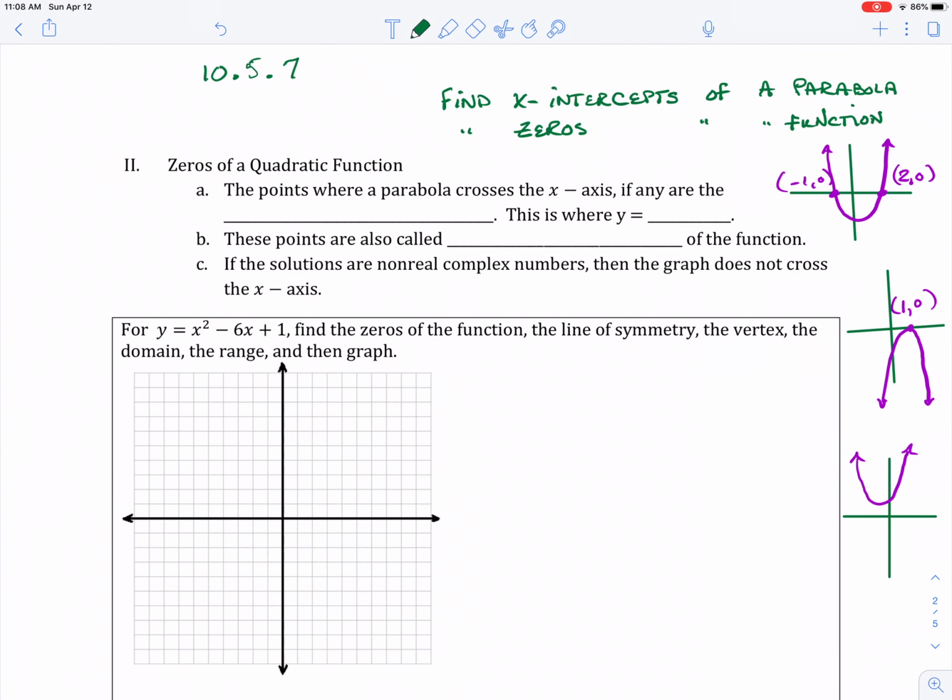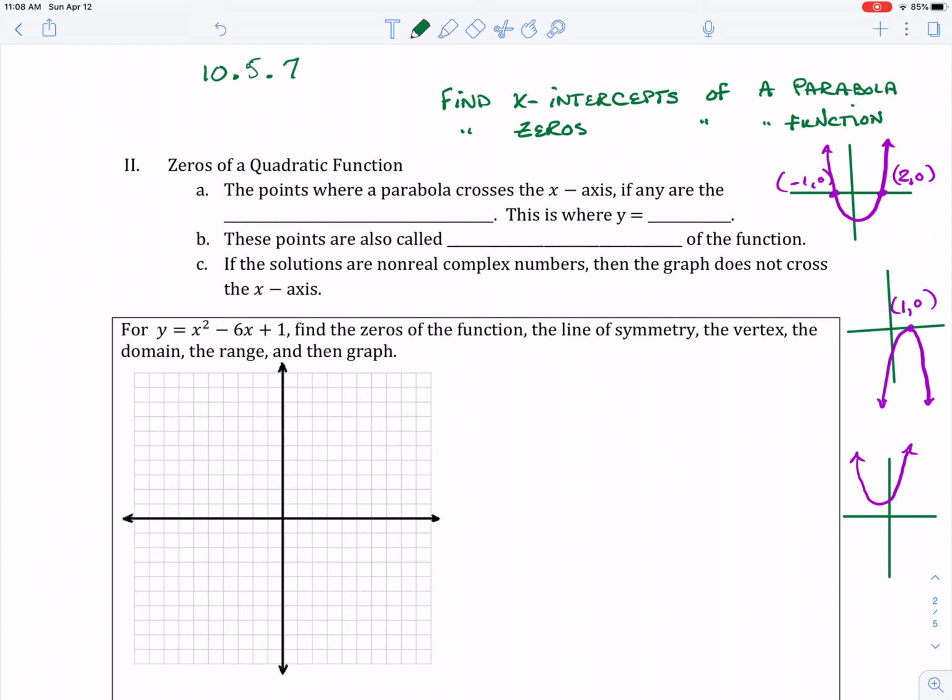We are moving on with finding out particular pieces of information about parabolas, a second degree graph, or second degree function. This is the video from 10.5 and this is the 7th video. So we're sort of analyzing the function. First, in the previous one, we found the coordinates of the vertex using a formula. This time we want to find the x-intercepts of the parabola. Those are also known as the zeros of the function.